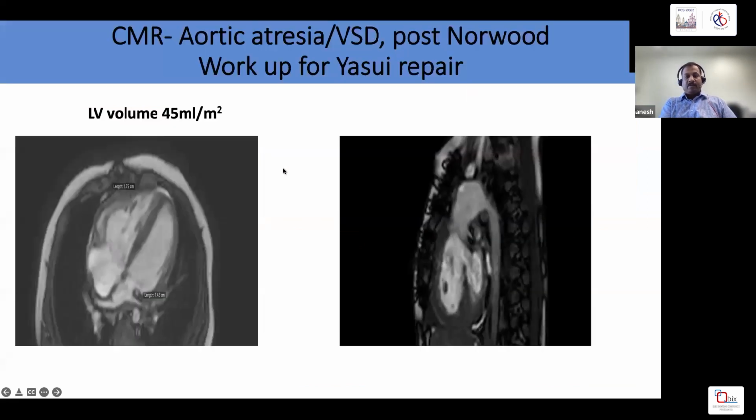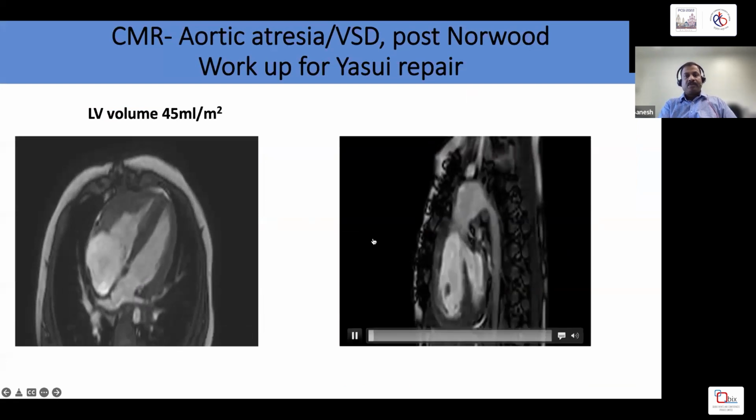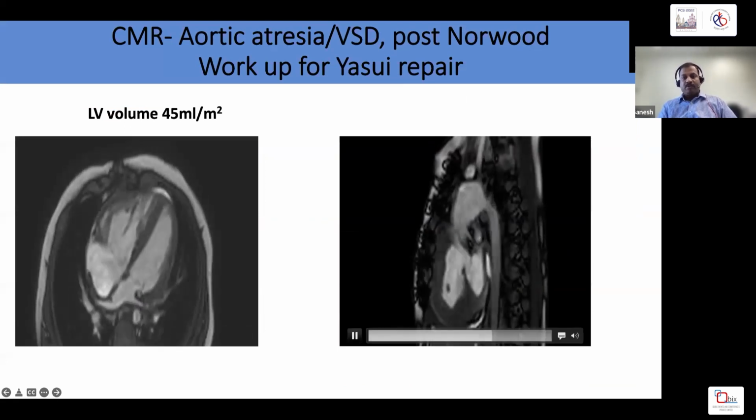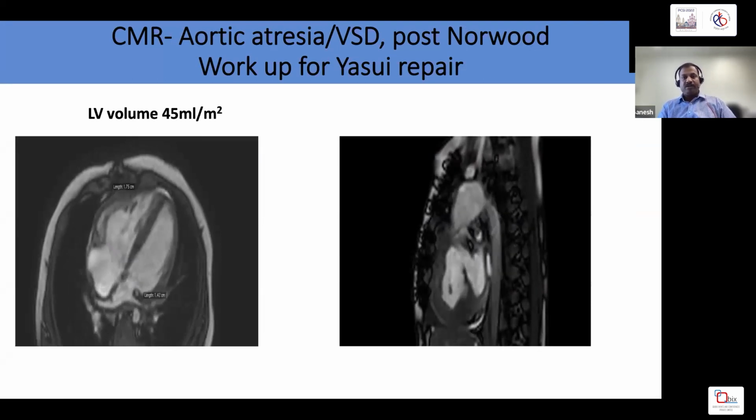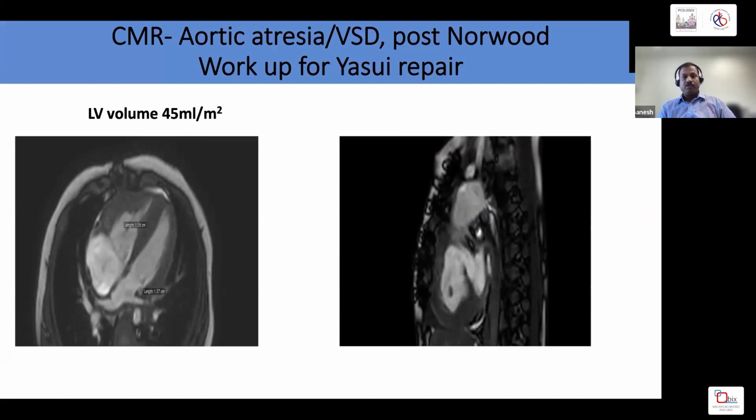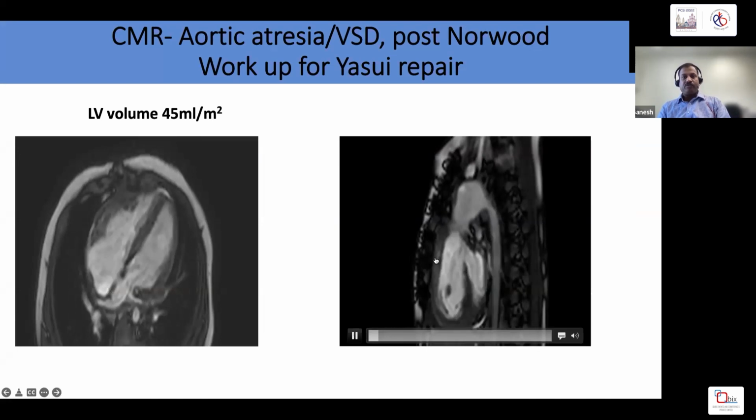Another example where we used cardiac MRI prior to Glenn. This patient was assessed at the time of Glenn for a biventricular repair. Initially had aortic atresia and ventricular septal defect and underwent Norwood procedure. But since the LV volume was adequate on cardiac MRI, and the VSD was also thought to be adequate, this patient underwent a successful SOE repair.